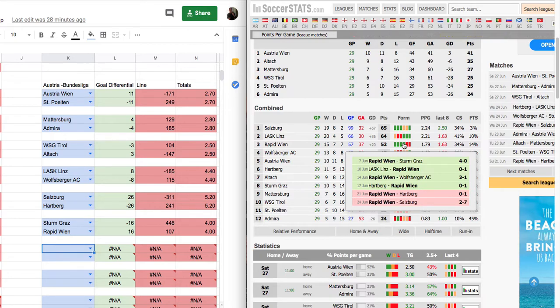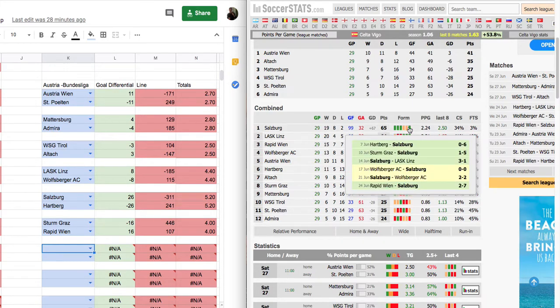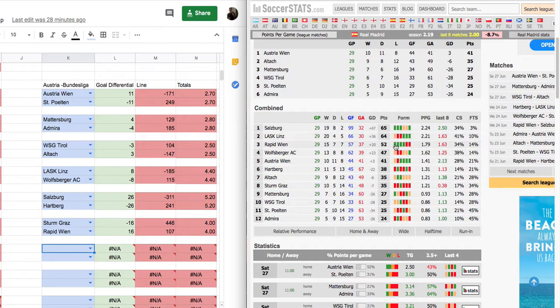The reason I point this out is you don't just say, oh, they're not in good form, they've lost their last 2. Let's look at those losses and see why did they lose to that team? Who did they lose to? Was it a good team? Was it a bad team, etc.? If you look here, Rapid lost to Salzburg 2-7. Salzburg is the best team in the league. So we wouldn't really count that loss against them.